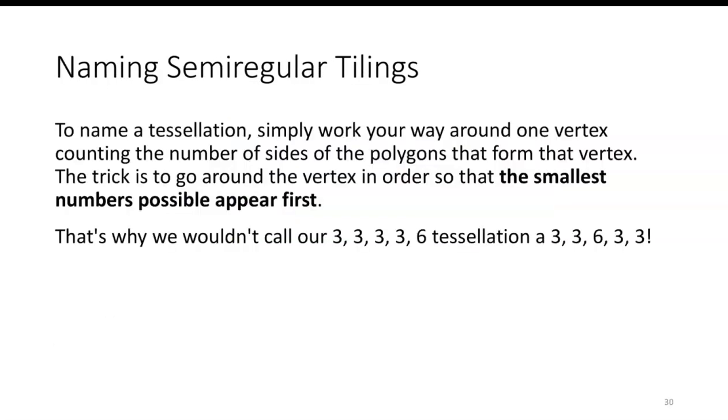To name a tessellation, you simply work your way around one vertex, counting the number of sides of the polygons that form that vertex. The trick is to go around the vertex in order so that the smallest numbers possible appear first. And that's why we wouldn't call our 33336 semiregular tessellation a 33633.